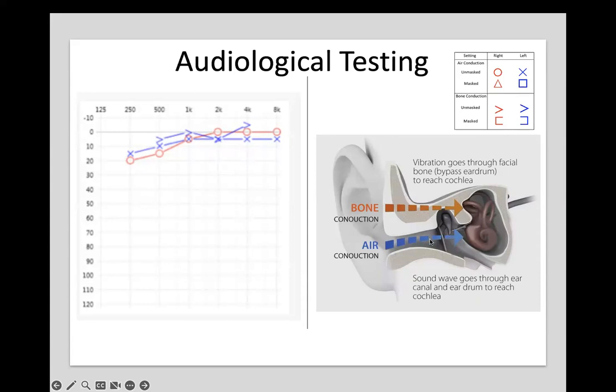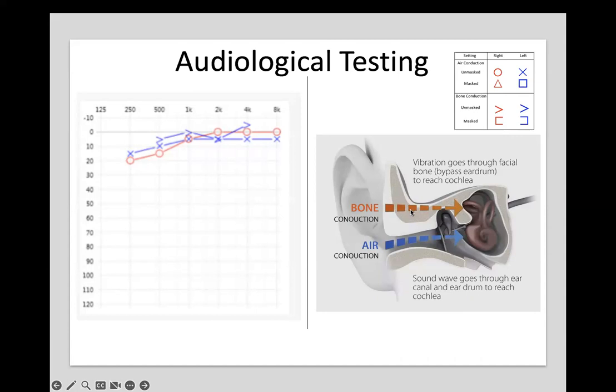Why is this important to measure? Because, for example, in conductive hearing loss, we said that the pathology is usually either in the external ear, outer ear, or in the middle ear, okay? If there's a pathology in the outer ear or in the middle ear, what would it affect? Would it affect air conduction or bone conduction? Obviously, it would affect air conduction, right? Because it's in your outer ear and middle ear path, which is the pathway that air needs to travel. But bone does not care about the outer or the middle ear. It goes directly to your cochlea. So it's going to be normal.